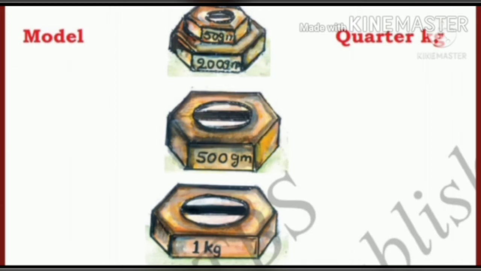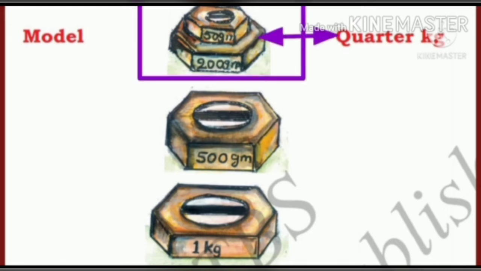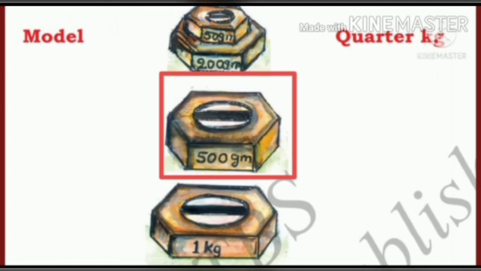Now we are going to third main. Write as shown in the example. Observe the model, children. Here some weight stones are given. 250 grams. So this is quarter kg. Now the second weight stone has 500 grams. So this is half kg, right? Half kg.